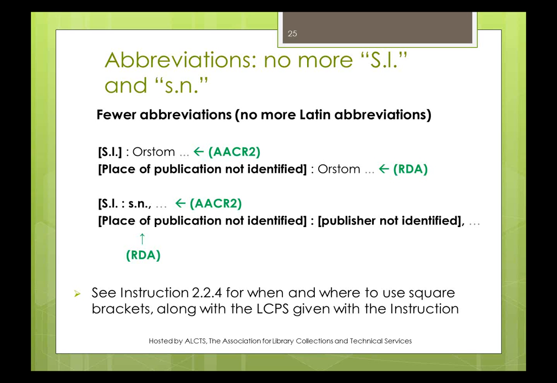Likewise, in Instruction 2.8.4.7, for a resource in a published form, if no publisher is named within the resource itself, and the publisher cannot be identified from other sources as specified in 2.2.4, record the phrase "publisher not identified" in square brackets. This slide shows comparative examples of both of these changes.